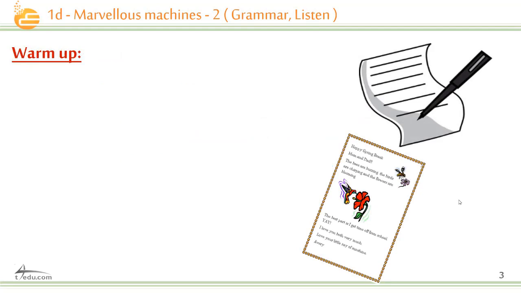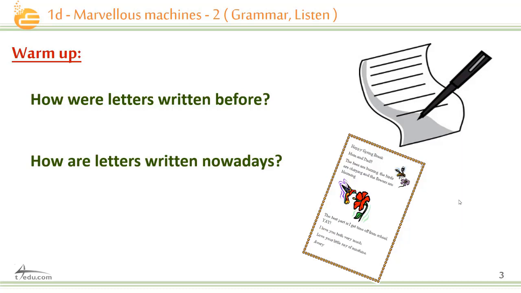As a warmer, look at the pictures. What are these pictures? Very good. They are letters. Excellent. Marvelous. Okay. So, let's say, how were the letters written before? Long ago, how did people write letters? Very good. They used to write their handwriting. They used to write using their hands. Yes. And now, how are letters written nowadays?